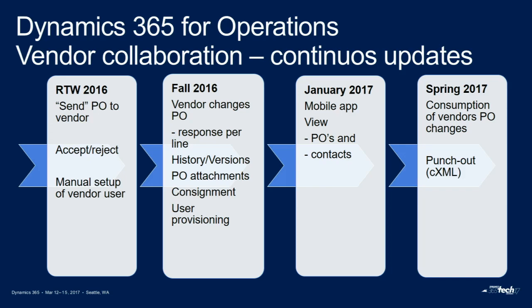For the fall release, we have enabled the vendor to suggest changes. He can respond per line, change quantity, change delivery date, split lines, and so on. And all that I will show you in a minute in the demo. We can go back and see the versions that have been sent, or the vendor can go back and see the version that has been sent to him. We support attachments, and we have visibility into if the vendor is having a consignment inventory, so he can see how much of his things are on stock.